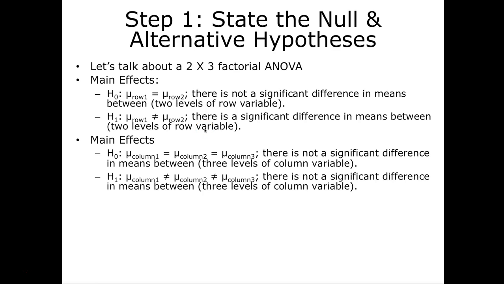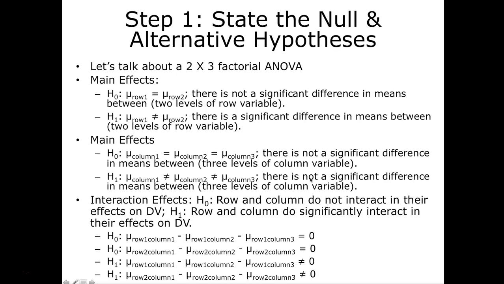And then the second main effect, if we're doing a 2 by 3, would be that there is not a significant difference in means between the 3 levels of the column variable. The alternative is that there is a significant difference in means between the 3 levels of the column variable.